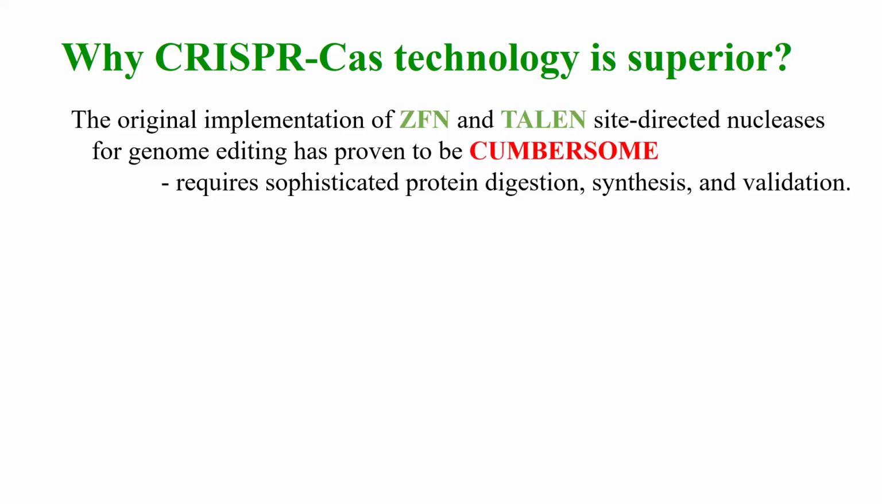Why? The original implementation of zinc finger nuclease and TALEN, site-directed nucleases for genome editing, has proven to be cumbersome. That means very difficult, because they require sophisticated protein digestion, synthesis, and validation. Handling the 3D structure of protein for digestion, synthesis, and validation is really complicated. In a specialist lab, they can do it, but it has not been widely used due to these problems.